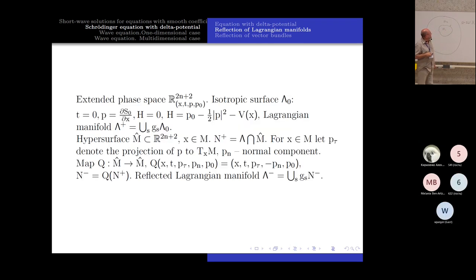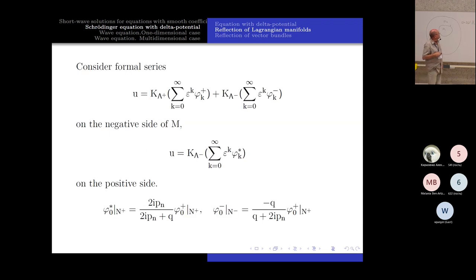So after this construction, we have a pair of Lagrangian surfaces, lambda plus and lambda minus, with forms sigma plus and sigma minus. And the theorem is that the asymptotic solution of the Schrödinger equation with delta potential can be written down in the following form. On the negative side of the surface M it is the sum of two summands. One summand corresponds to the initial Lagrangian surface lambda plus. It defines the wave which comes to the support of the delta function. Another one defines the reflected wave. And on the positive side we have only one summand. I'm sorry, there is a mistake here. Of course, we have to put lambda plus here. This is the wave which comes to the surface and goes farther.